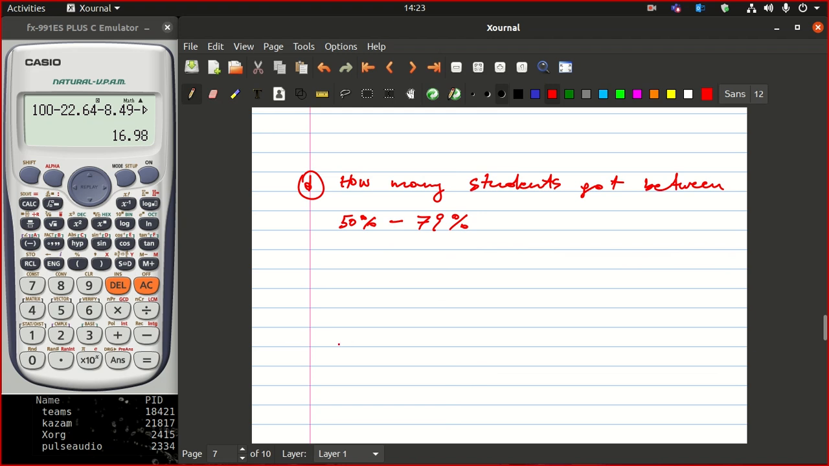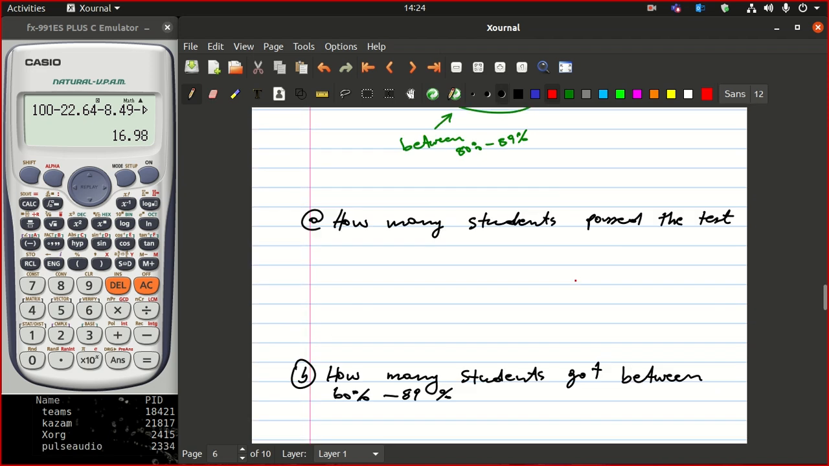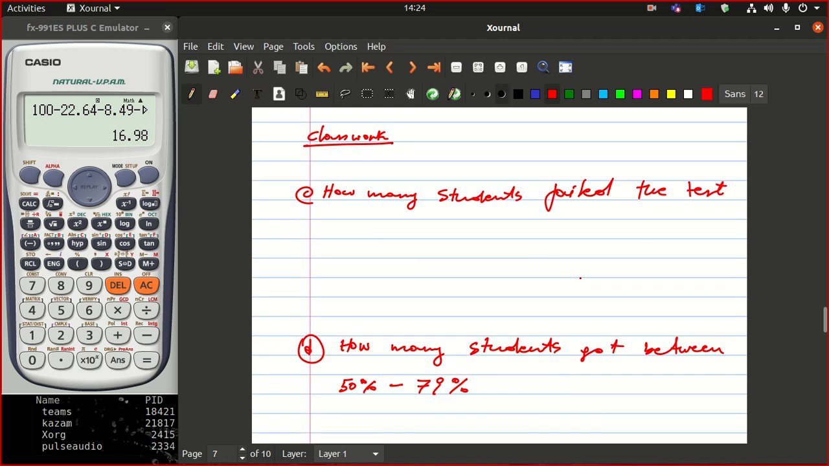And then the last one is saying how many students got between 90% to 100%. So we are having this number of students, and I will be waiting for your solutions for this on our group.